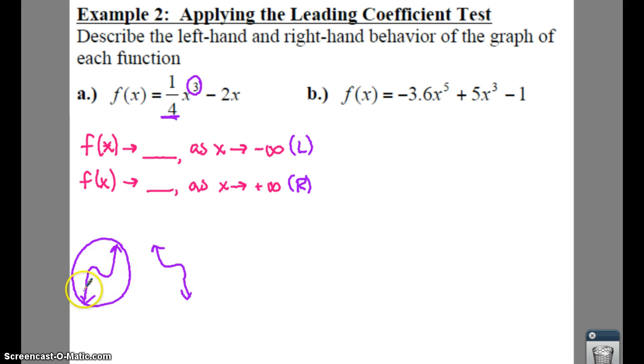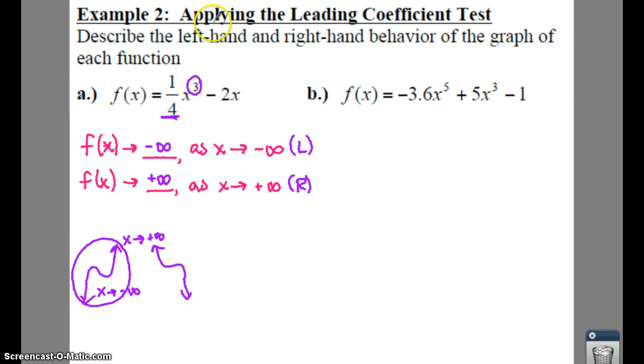So on the left, this is where x is approaching negative infinity. On the left here, your y value is also approaching negative infinity. Now on the right side, this is where x is approaching positive infinity. It's got to be going the opposite direction since you are odd. So it's positive infinity.